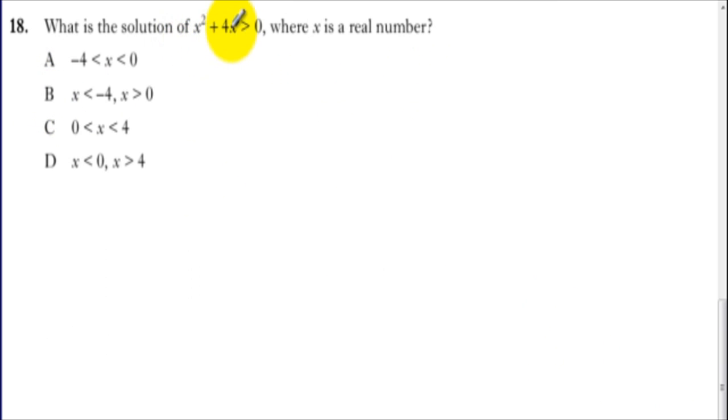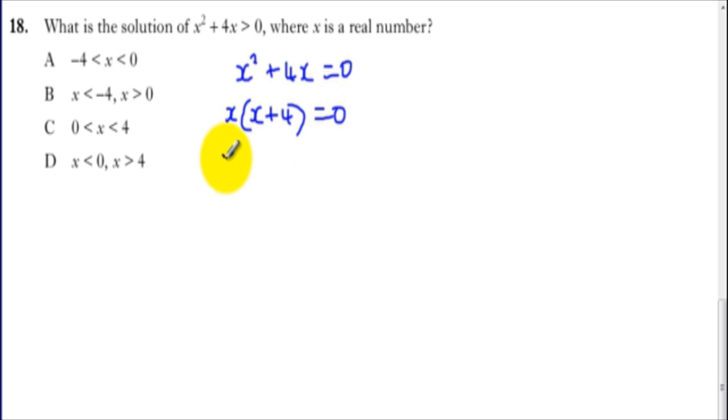To solve this inequality, we first of all solve the equation x squared plus 4x is equal to 0. Factorising, x bracket x plus 4 equals 0. This gives us that x equals 0, or x plus 4 equals 0, or x is equal to minus 4. This is the solution of the equation.